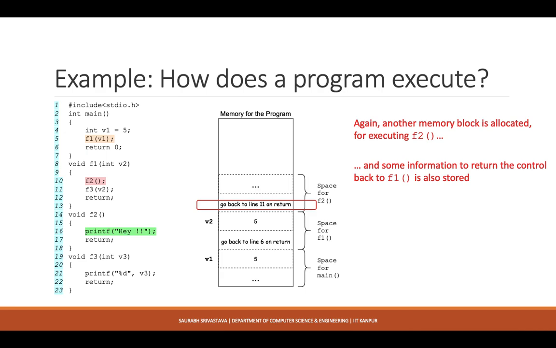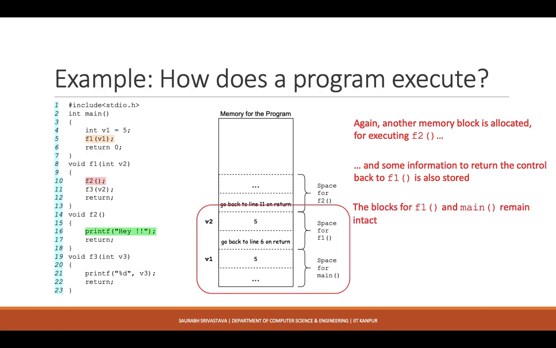Now you can see, and by the way, I still have some more information. That information that I saw in the previous example, there is something similar being stored here as well. Because f2 is being called by f1, and f1 is being called by main, there is a kind of chain happening. So when f2 finishes, it has to go back to the appropriate position in f1, and similarly, when f1 finishes, it has to go back to the correct location in main. So this return information is stored every time a new function call is made in the chain. I have to store some information so that I can go back easily. Anyhow, the main and f1 blocks, which were created prior to this call, are still intact.